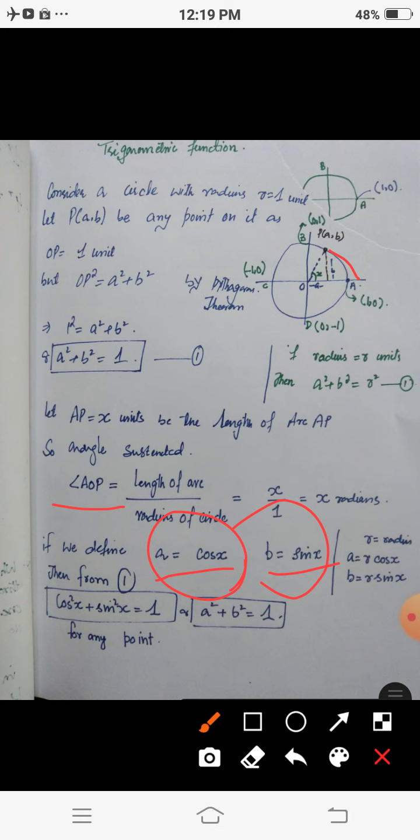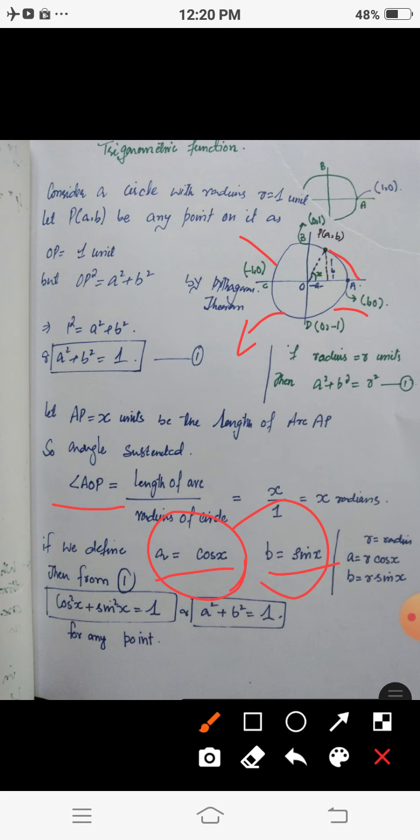Then from the first, cos square x plus sin square x is 1, or a square plus b square equals 1. Here this x is arbitrary. It's the length of this arc AP. We can have the point P in the second quadrant. This means that on this quadrant we can have this point here. So this x changes, and when x changes, we can take it any real number.